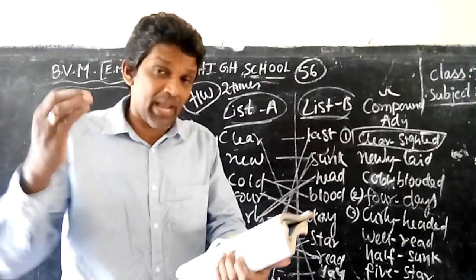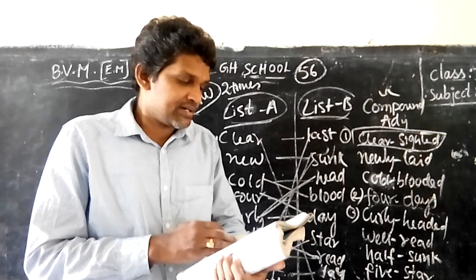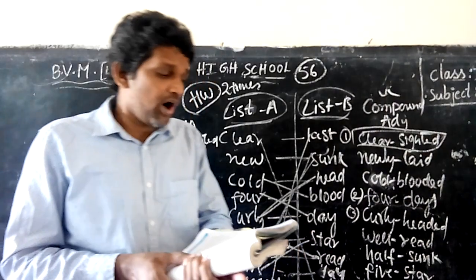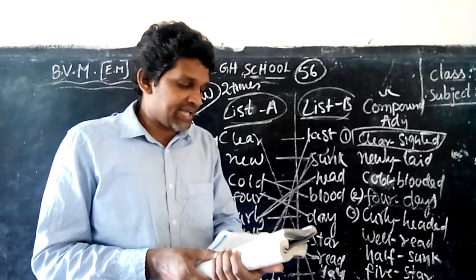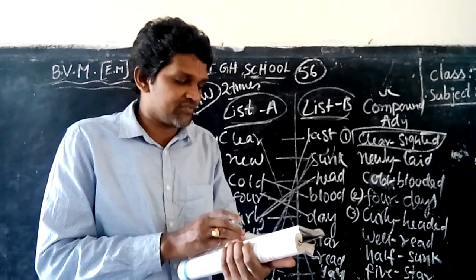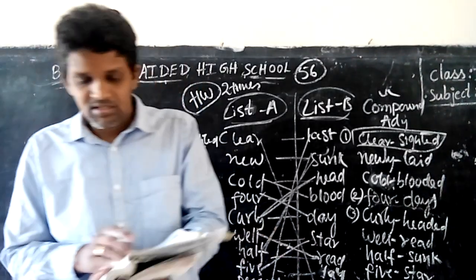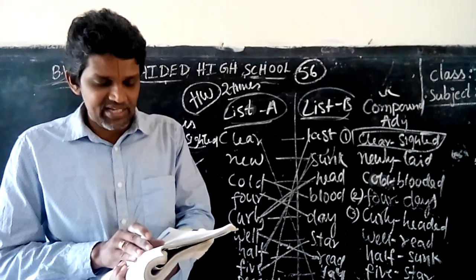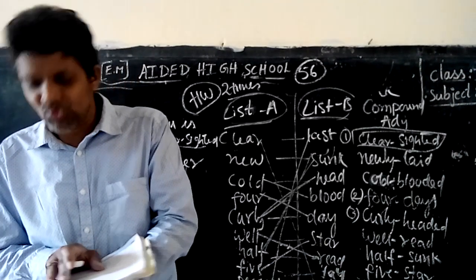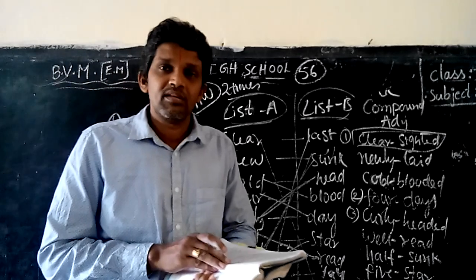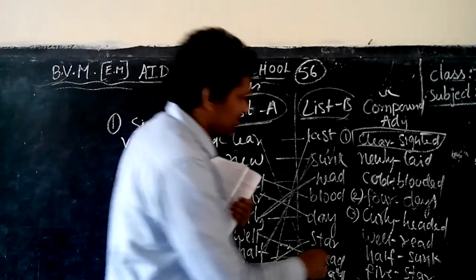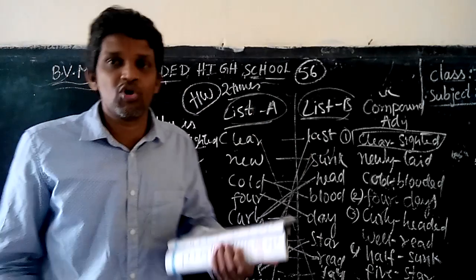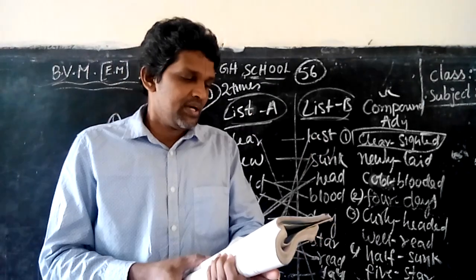After the terrible tempest. Tempest means severe wind. After the terrible tempest, the dash sailing boat was unsuitable. Half sunk. Here, what is the answer? Half sunk boat was not suitable or unsuitable.